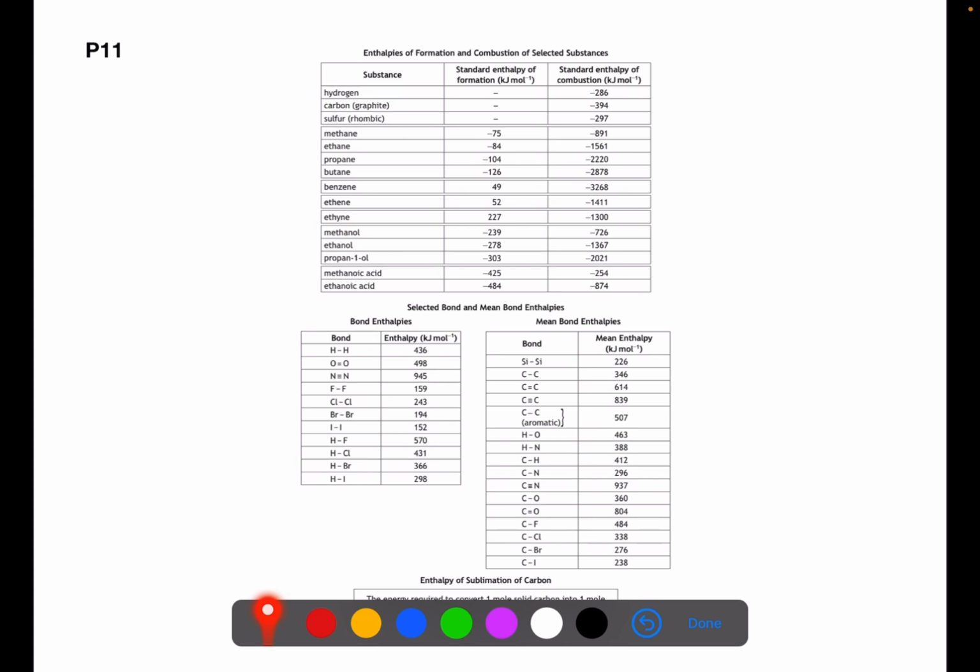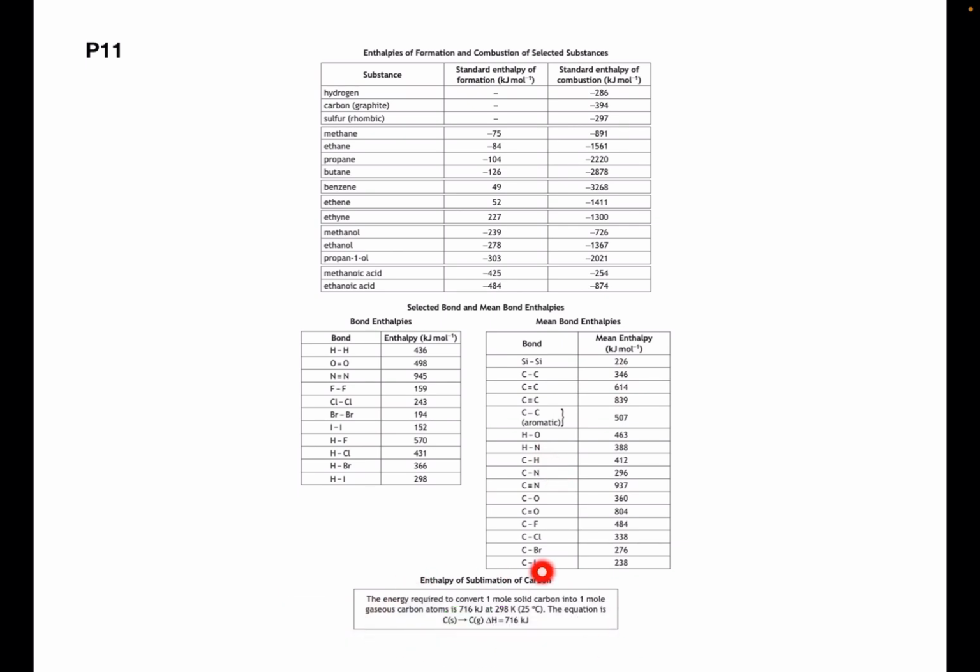At the bottom, we have bond enthalpies. Here we have bond enthalpies for diatomic elements. This is the energy required to break the bond between the two atoms. Here we have mean bond enthalpies. This is the energy required to break the bond, which is shown here, but these are average values because each of these bonds can be found in different environments. At the bottom, we have the enthalpy of sublimation for carbon. So we said that carbon goes from solid to gas, and this is the energy required to make one mole of carbon sublime from solid to gas.